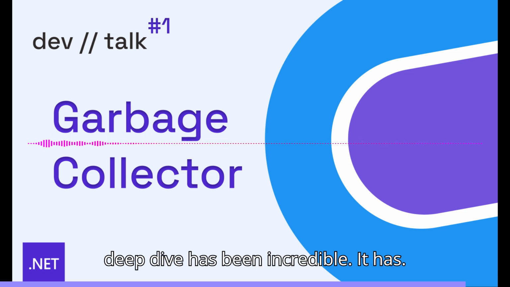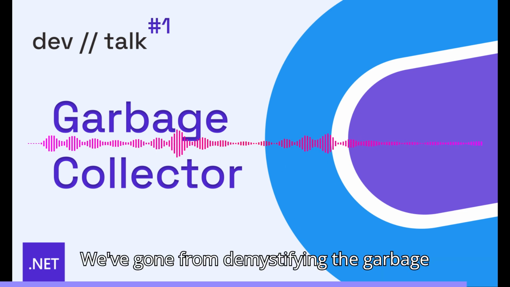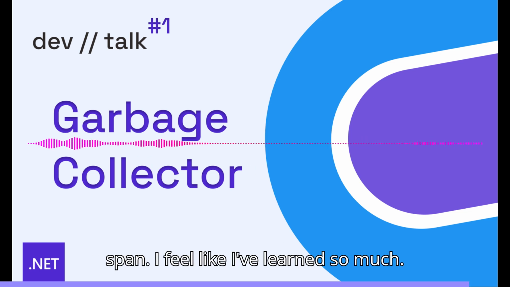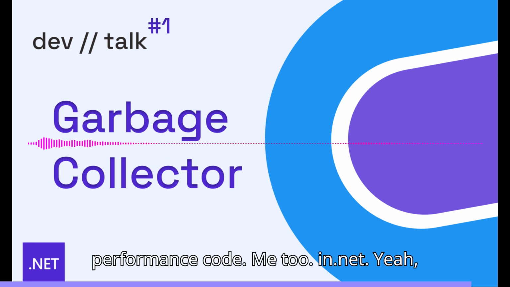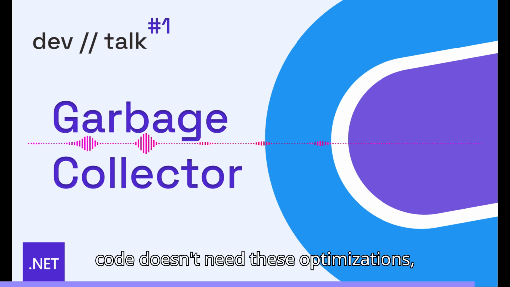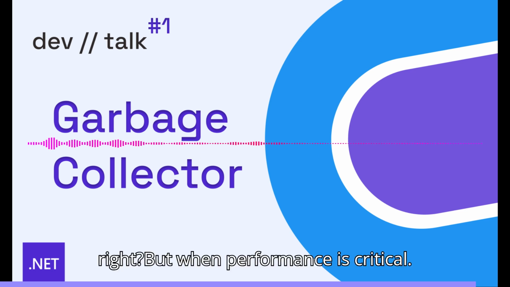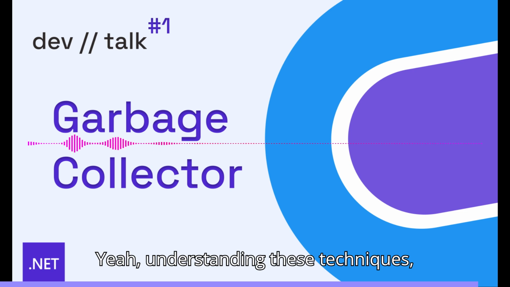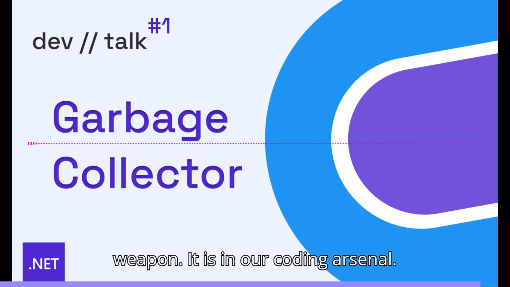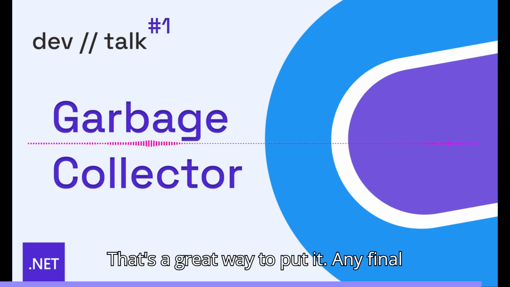Wow, this whole deep dive has been incredible. It has. We've gone from demystifying the garbage collector to object pooling and now Span. I feel like I've learned so much about how to write high-performance code in .NET. Me too. It's been a pleasure sharing these insights. Remember, most code doesn't need these optimizations. But when performance is critical, understanding these techniques can give you a real edge. Absolutely. It's like having a secret weapon in our coding arsenal. That's a great way to put it.